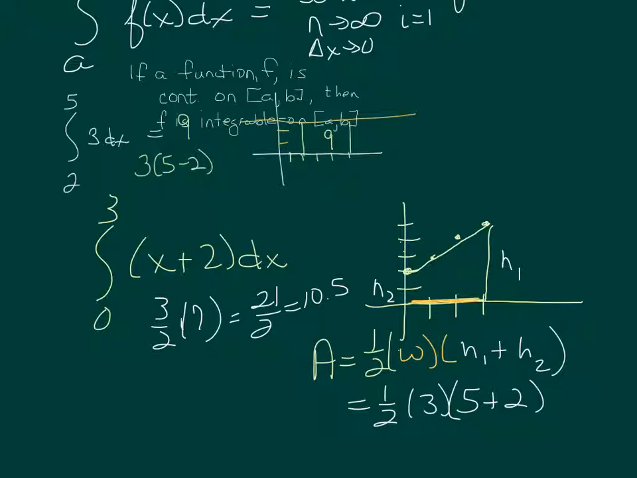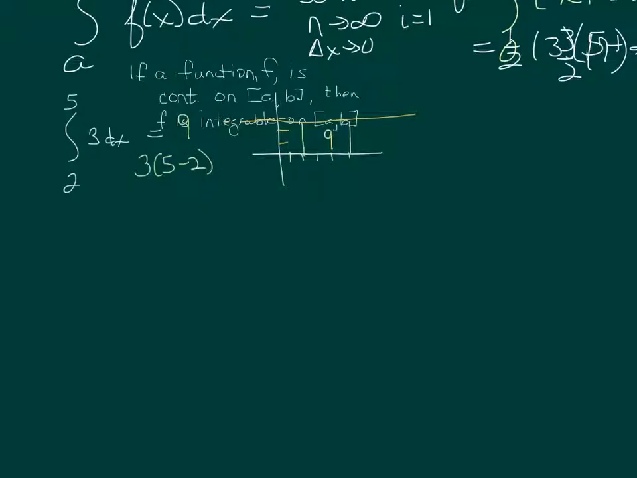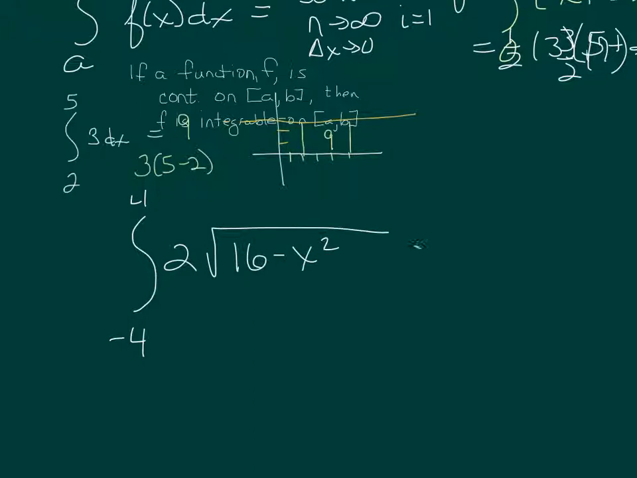Okay, hopefully by now you're starting to recognize the equation of a semicircle. So it's going to be a square root, so let's go from -4 to 4, twice the square root of 16 minus x squared dx. Now we've seen a rule that says we can move this 2 to the front. We just don't want to forget it.